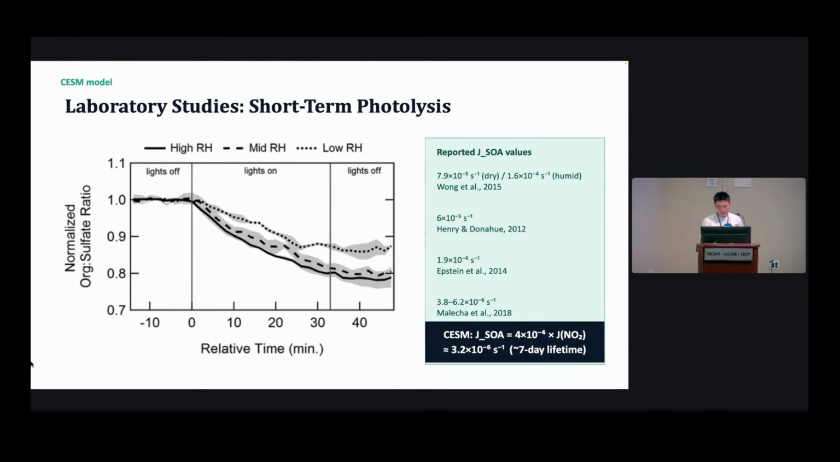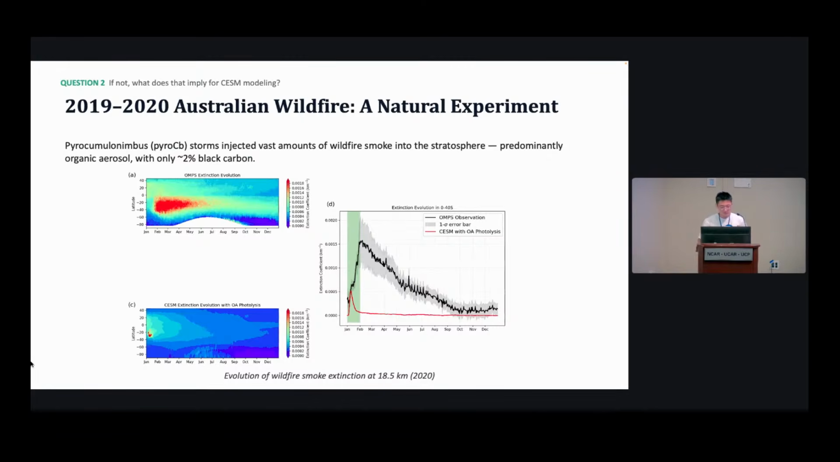Since it's a pretty strong photolysis, if we put the same amount of aerosol into the stratosphere, we find this organic aerosol disappeared within the first month, resulting in no anomaly after the first month, which is not consistent with the observations, the black line. So in the wildfire case, we also show that this strong photolysis rate is not correct, and CESM actually overestimates the organic aerosol photolysis in the stratosphere.